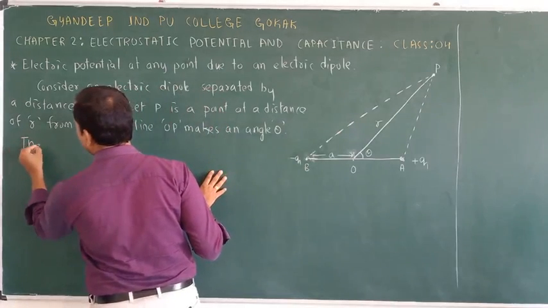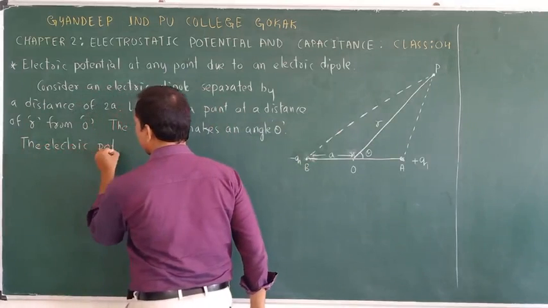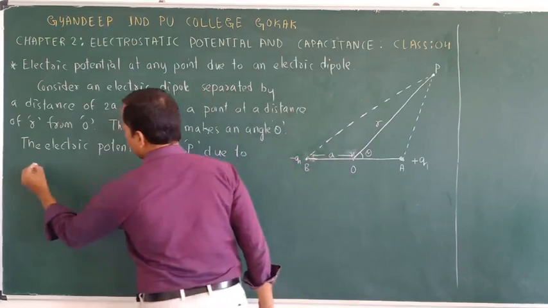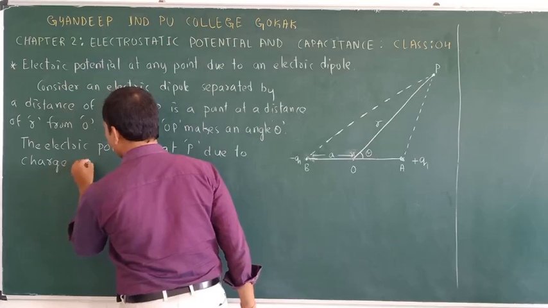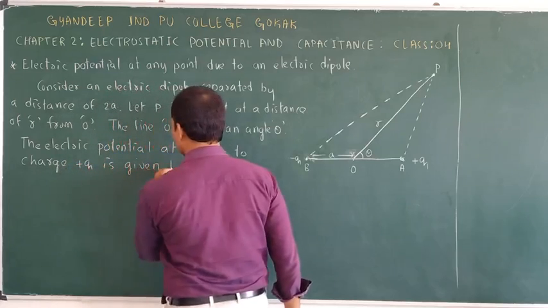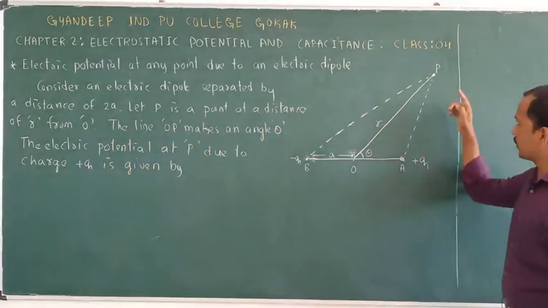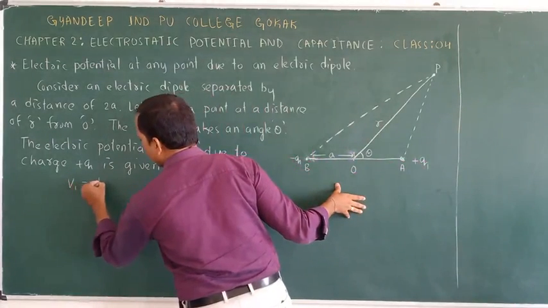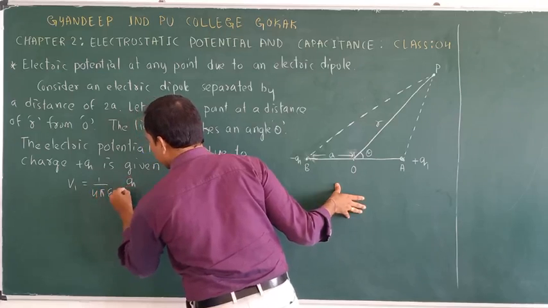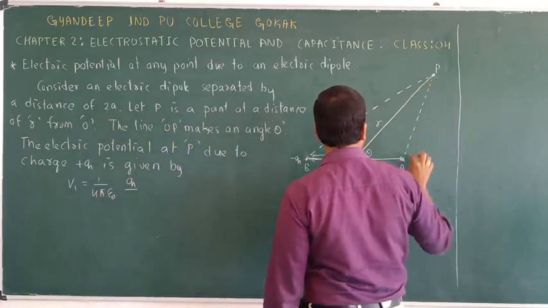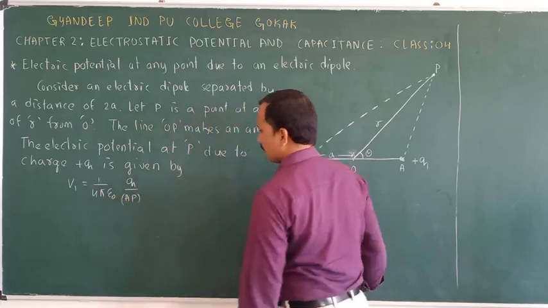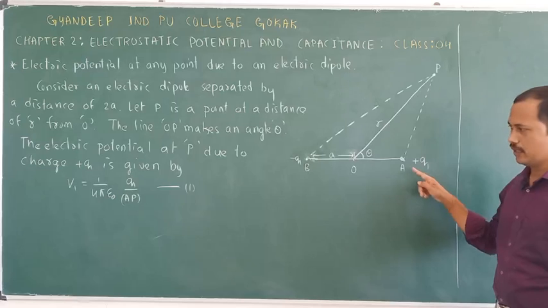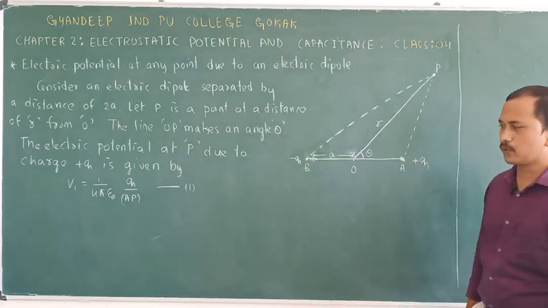The electric potential at P due to charge plus q is given by V1 is equal to 1 by 4 pi epsilon, charge plus q, divided by the distance, that is the AP distance. This is equation number 1. So this is the potential at this location due to charge plus q: V1 is equal to 1 by 4 pi epsilon, q divided by AP.